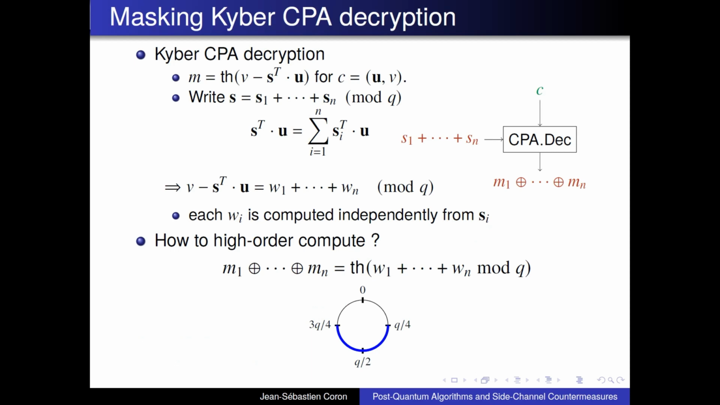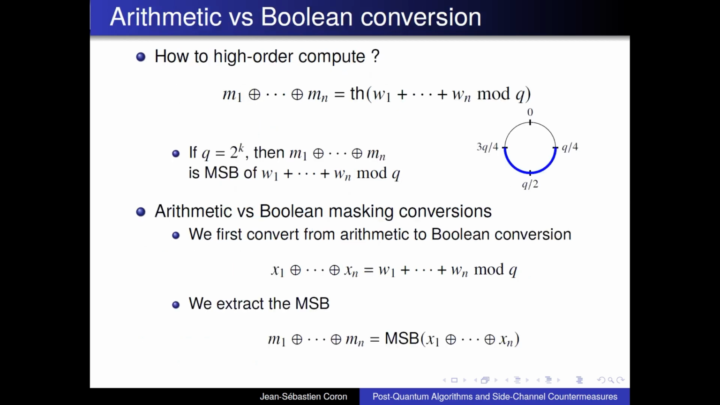But what is more difficult is the second step, how to apply the threshold function. So we have the shares W_1 to W_n, which come from the shares of the private key and are defined modulo Q, and now we must apply the threshold function to recover the shares of these bits. But as I said previously, we cannot compute this sum explicitly, because in that case it would be insecure. We must compute this function in a shared way. So I'm going to explain how this can be done.